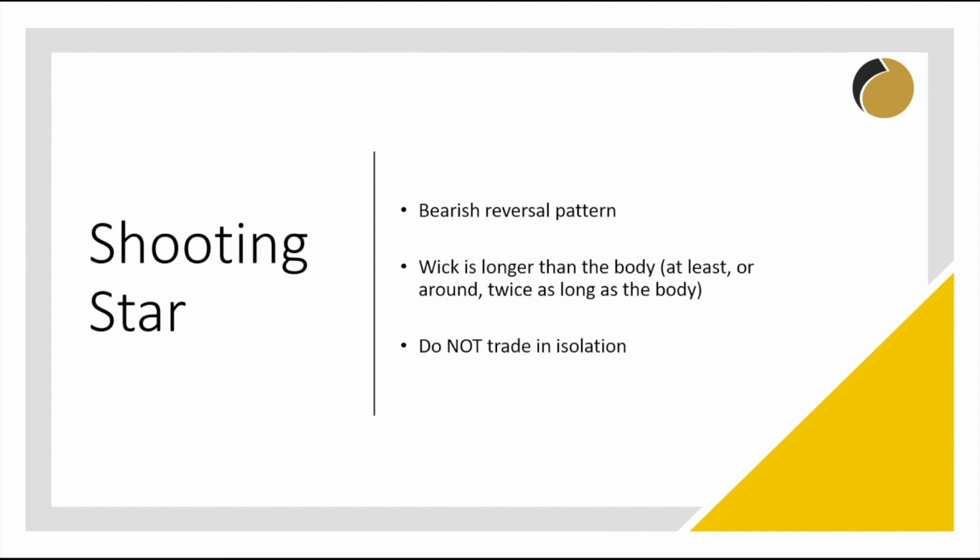So just to recap about the shooting star, it is a bearish reversal signal, very similar to the hammer in that the wick is longer than the body, around twice as long. And once again, just like the hammer, do not just use this signal by itself. Do look for other signs as a confirmation.